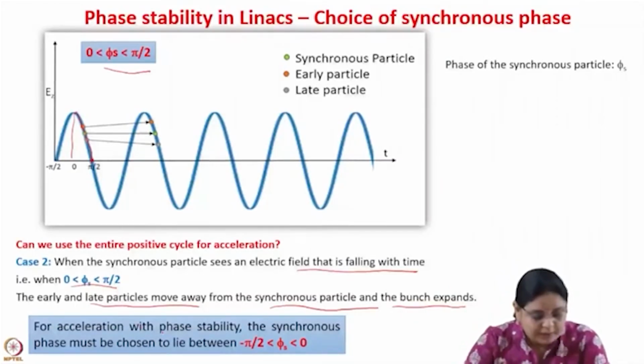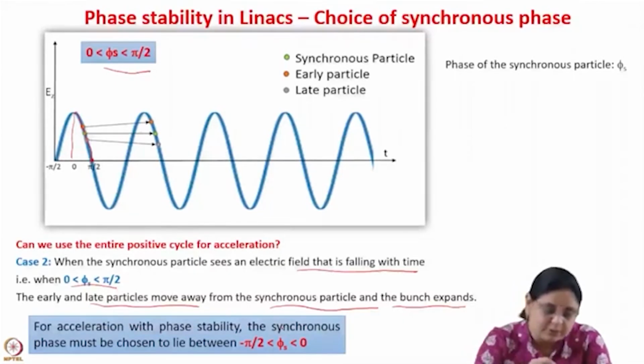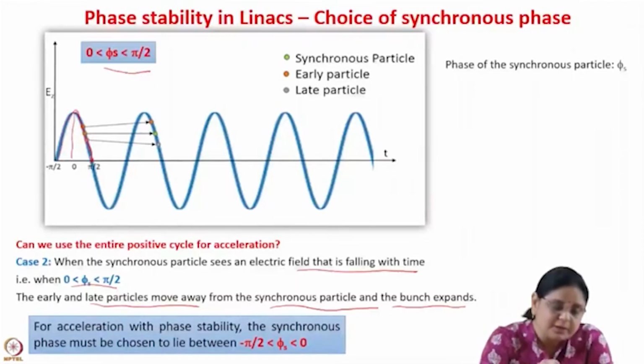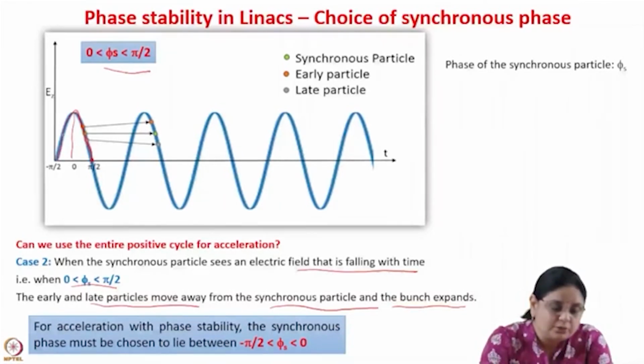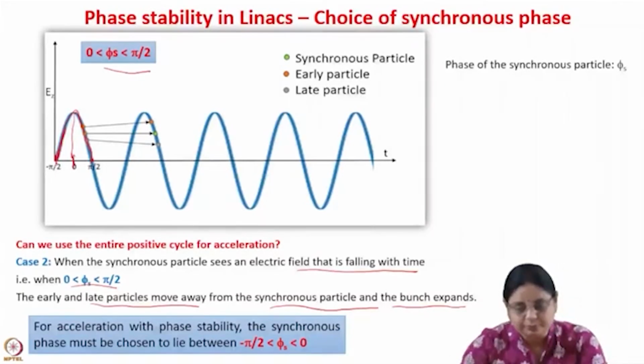So for acceleration with phase stability, the synchronous phase must be chosen to lie between -π/2 and 0. So even though the entire positive cycle can provide acceleration, for acceleration with phase stability, we should choose the synchronous phase to lie between 0 and -π/2.